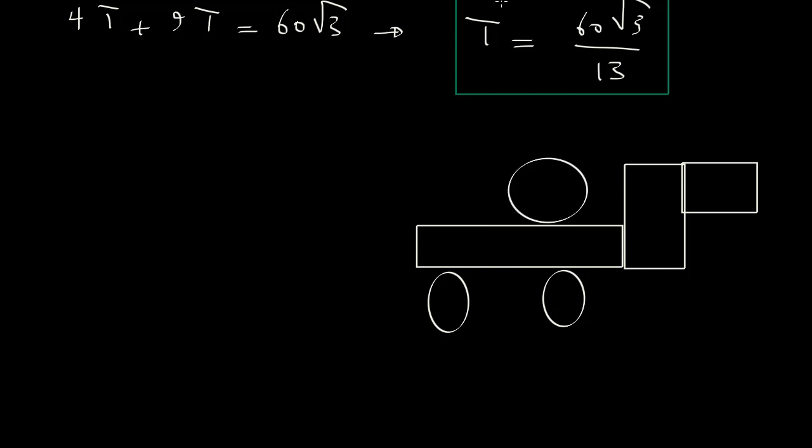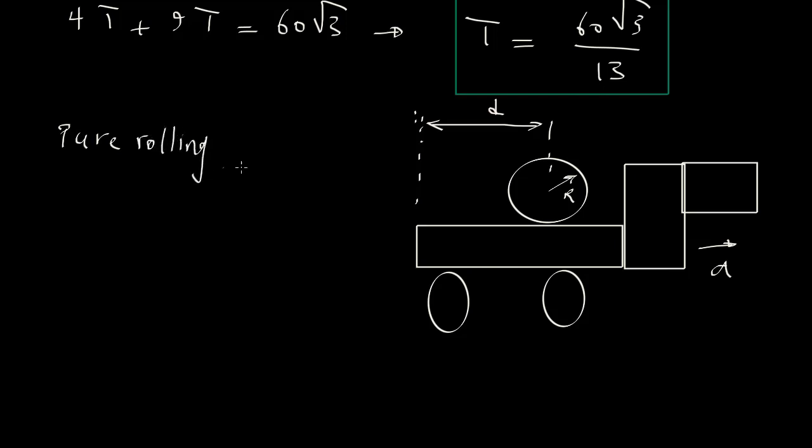And the problem was that this truck is moving to the right with a constant acceleration of a, and we asked how long it takes for this disk here to fall off the truck. This distance was d, this radius was r, and we assumed that we have pure rolling.